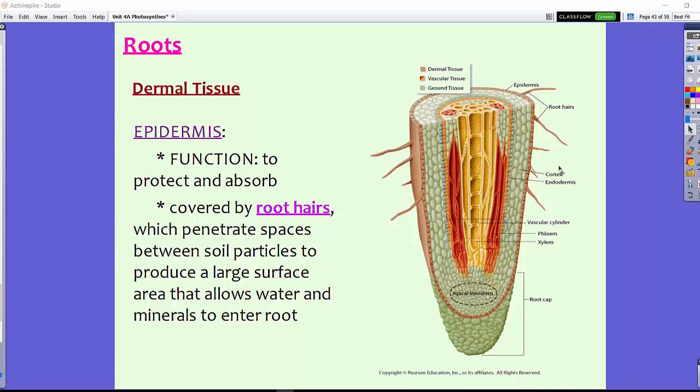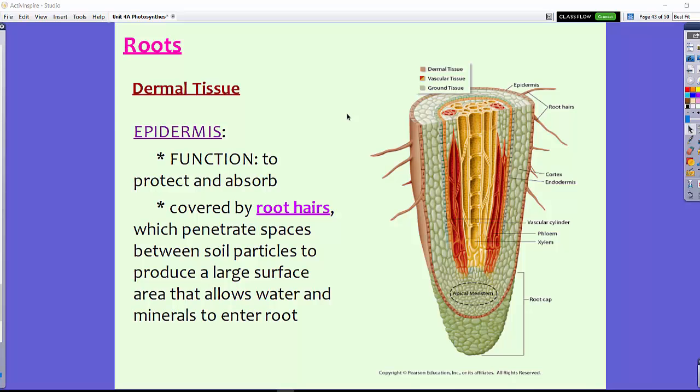So in this particular picture, the dermal tissue that we're going to talk about is this brownish type of color. And it's found on the outside of the root. And this is a protection. So the epidermis, the function of it is to protect and absorb. So it absorbs water. It's going to allow water to penetrate it, but it also is to protect the root itself.